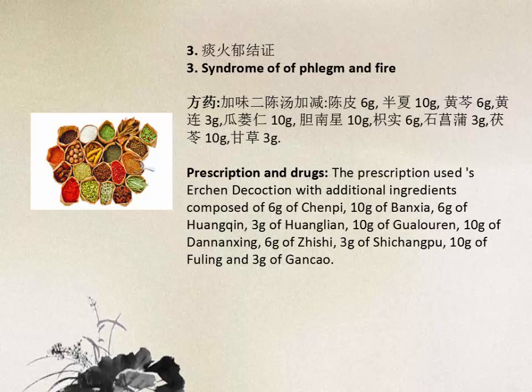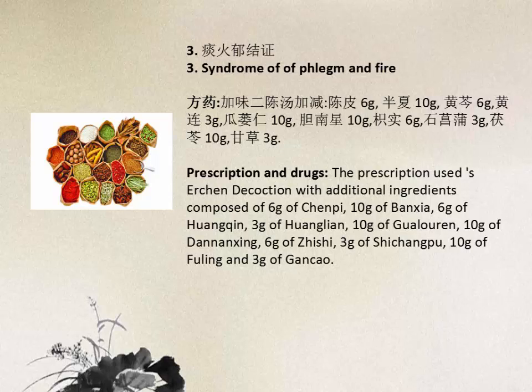So, you know, Chen Pi, Ban Xia, major for phlegm. Huang Qin, Huang Lian, because here it's phlegm fire, so we want to drain some of the fire down. Gualo, okay, so they're using gualo seed. We could use shi gualo, which is the whole gualo. Gualo seed is a little bit more for the constipation, lubricates the bowels a little bit. So if there is stagnation there, I'd probably use gualo shi.